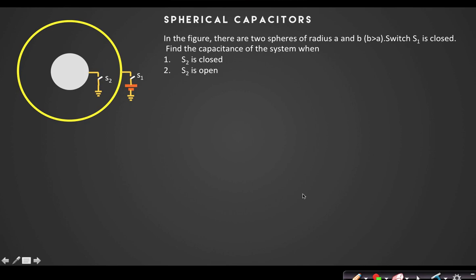Now can you solve this one? I have just interchanged the battery. Two spheres are there, switch S1 is closed, find the capacitance of the system. When the switch is open, it is easy to calculate the capacitance. When the switch S2 is open, that means there should not be any charge inside that sphere. Only the charge will be outside. So from B to infinity, there will be only electric field lines. So in the second case, it is very obvious that equivalent capacitance is equal to 4 pi epsilon naught into B. Yes or no? For the second case, is it clear?